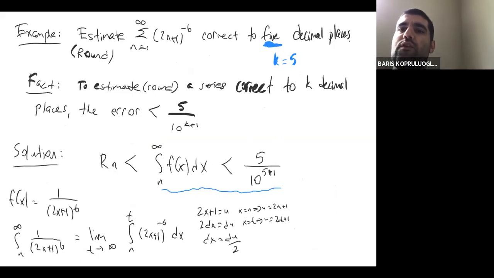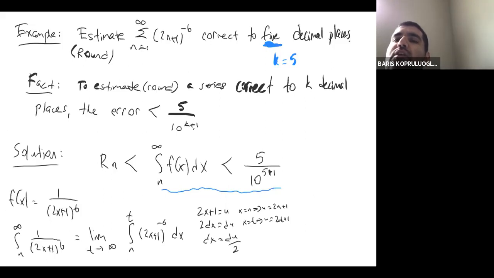So let's quickly go over it. As we said, if you're trying to estimate a number or a series, any mathematical expression, correct to a certain number of decimal places, then the error should be less than the half of the next digit. In other words, 5 over 10 to the power of k plus 1. In this particular example, it's 5 over 10 to the 6th.